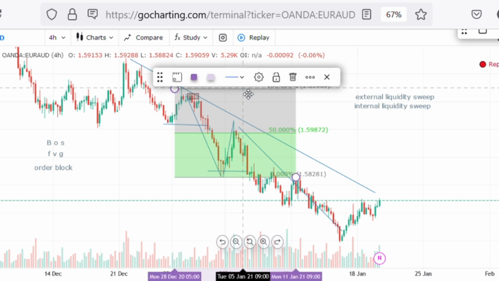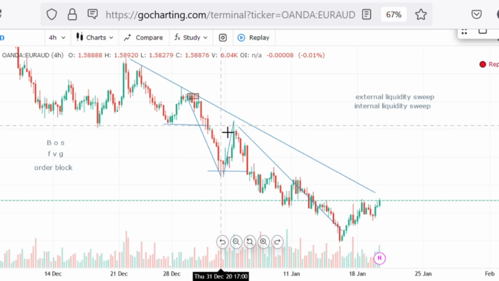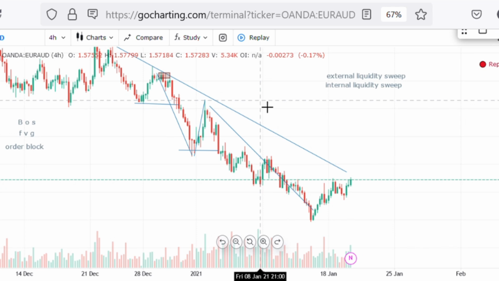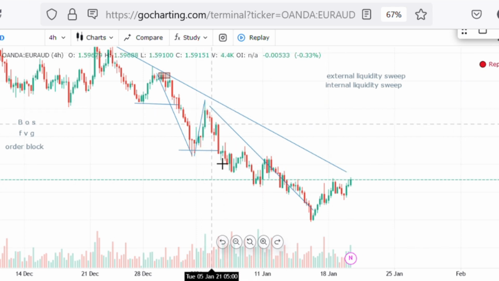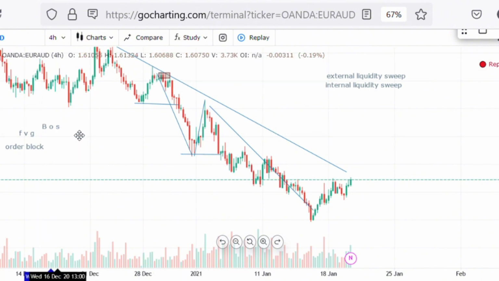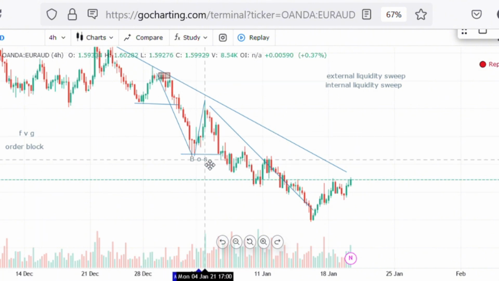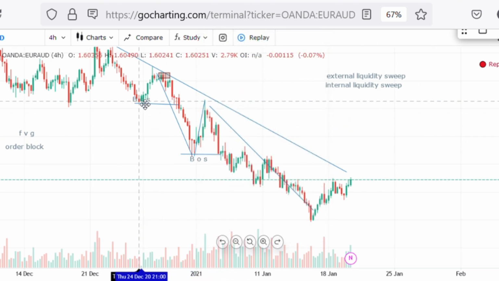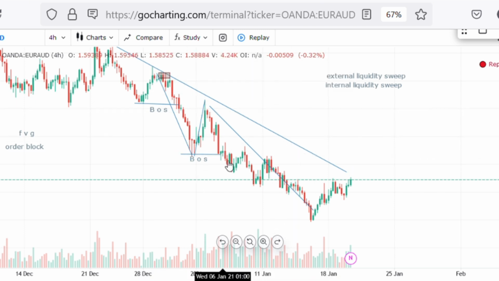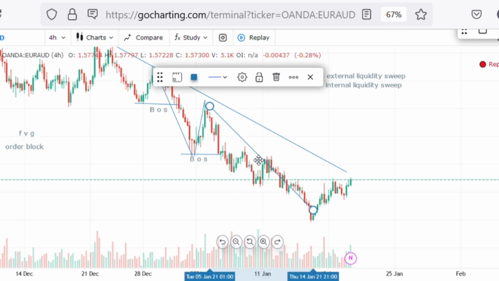So let me delete this box. The market already reached premium, then went down. Now we are left with this zone. When the market came, it broke even this structure here, and we formed a break of structure. That is a break of structure. This was the previous break of structure. Now we want to see price coming to sweep liquidity on this internal range.